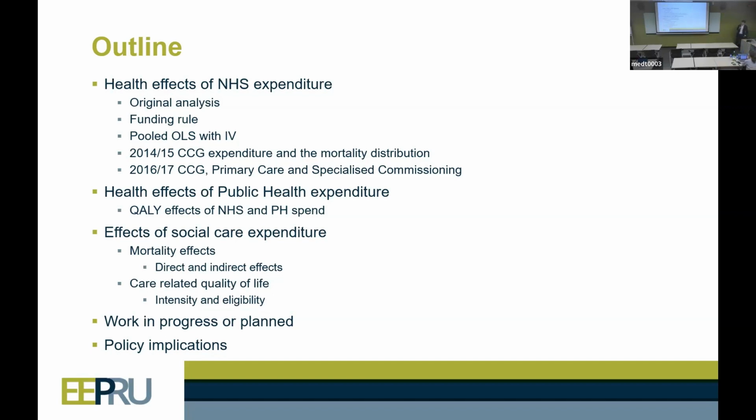I was just finishing off my outline slide. First of all, talking through the different types of health-related expenditure and the health effects we've estimated of those to be: first NHS healthcare expenditure, then public health expenditure, which is the responsibility of local government, so it's public, but it's not part of the NHS, and finally social care expenditure. Once I've gone through these results from published papers, I'll talk a little about the work that we are currently working on or planning to work on, before rounding off with some policy implications of this work.